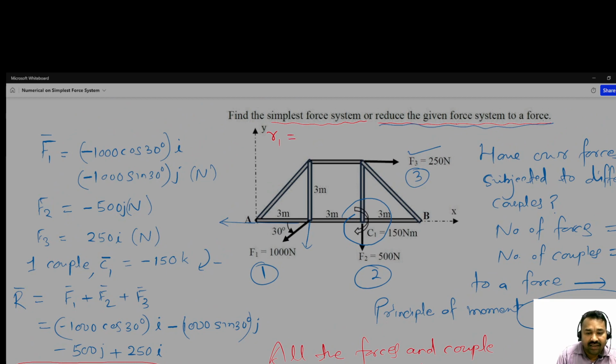See, look at where F1 is. So here R1, this is for the perpendicular distance. Suppose this F1 is resolved in the perpendicular distance, and suppose we are taking moment about A, so what will be the distance? It is this distance. Perpendicular distance means from A it is 3 meter in the x direction. That's why 3I. Now coming to F2, what will be R2 here? R2 is 3 meter plus 3 meter, so it is 6I.